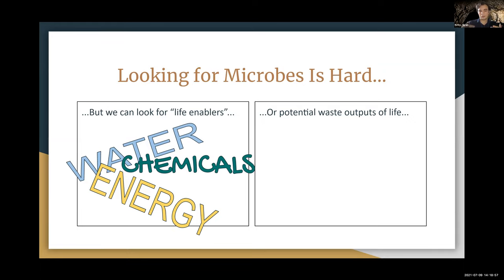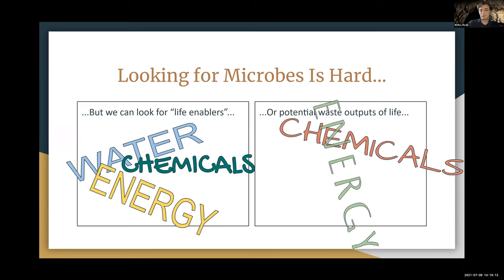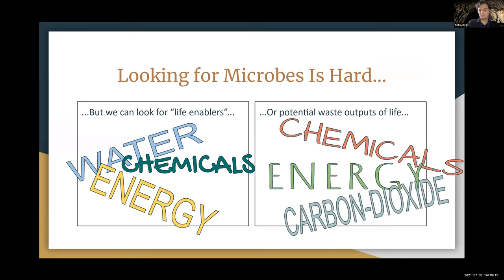For example, we breathe in oxygen, and that's a huge life enabler for us. And there's also just energy. So anytime that we see energy happening or being created, energy is profoundly important to the development of life. But we can also look for waste outputs of life to know where it might be. These would be things like chemicals or certain types of energy or carbon dioxide, for example.